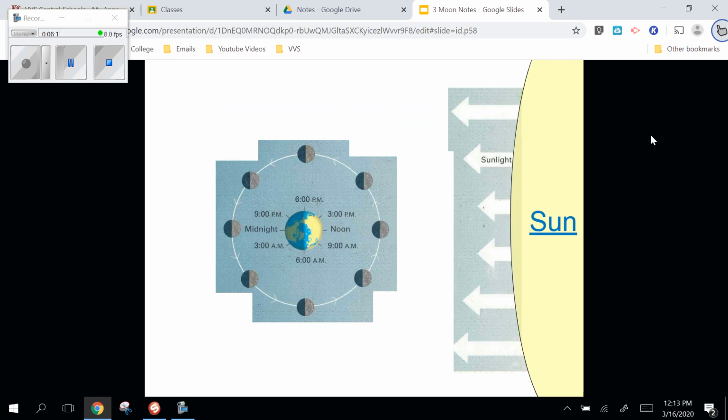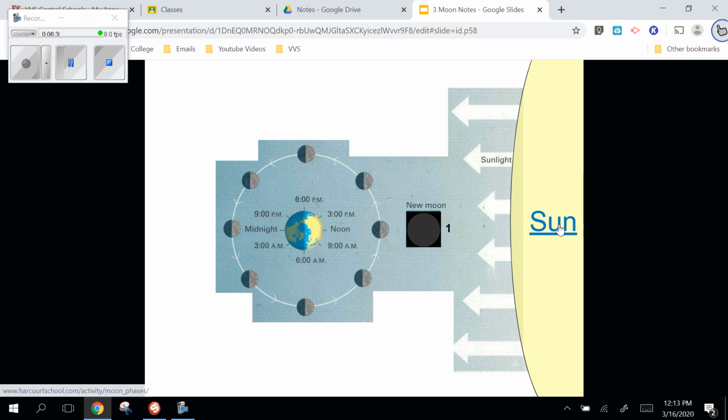All right, so if we look at this diagram, whenever you have a diagram showing the Earth and the moon at various phases or positions around the Earth, you want to find where the sun is. In this particular instance, the sun is on the right. They're not always going to show it to you on the right, but in this instance, it is. So the new moon phase is going to be when the moon is between the Earth and the sun.